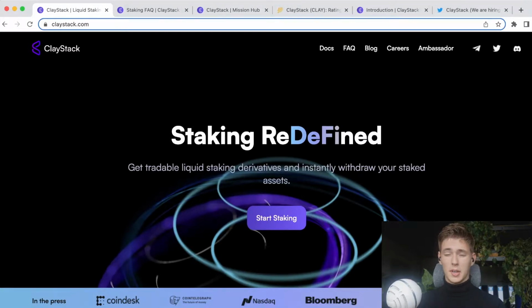Today we are going to be talking about Claystack, which is a liquid staking platform where you can stake any token that you would like and get rewards in return, fully liquid and very much DeFi. So today we're going to look into it, we're going to see if this might be something for you, and as always, dive as deep as possible into this project. You guys, stay tuned for this one.